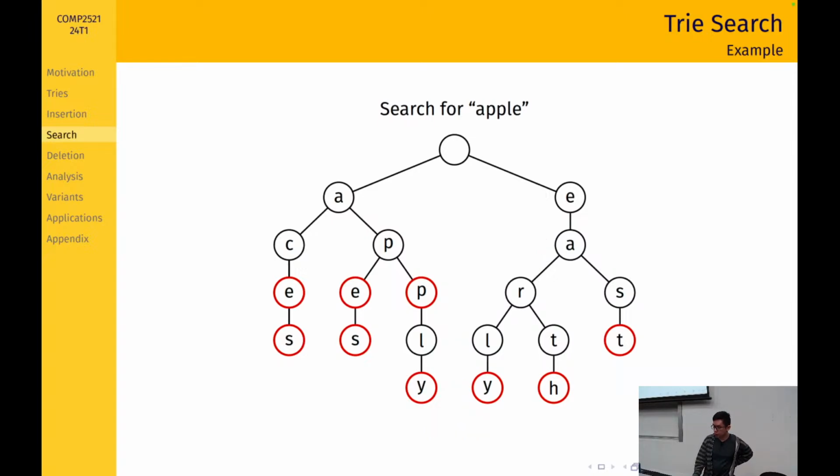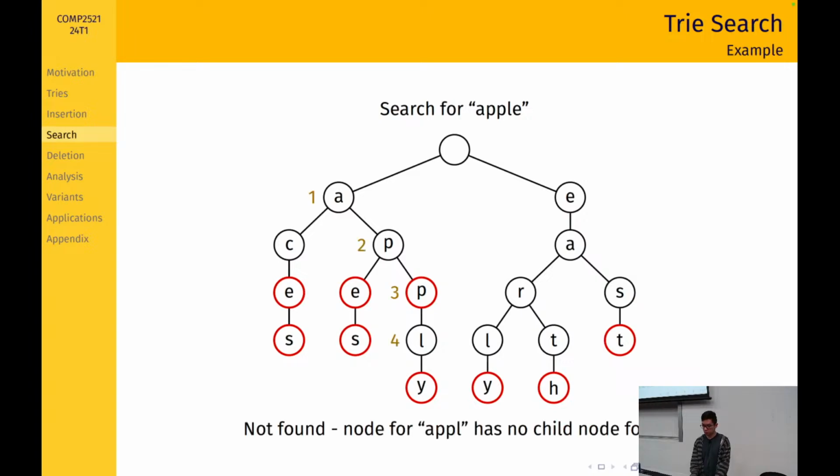Let's look at another example. So we want to search for the word apple. Okay, so if we try and follow a path down this trie with these letters, then we'll get to A, then P, then P, then L, but L doesn't have a child node corresponding to E. So that means apple is not in the trie.